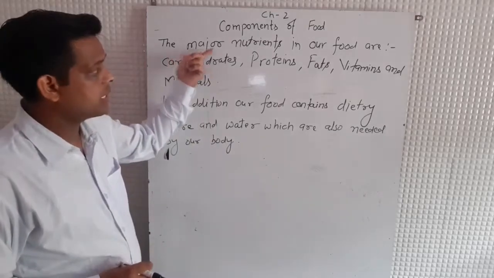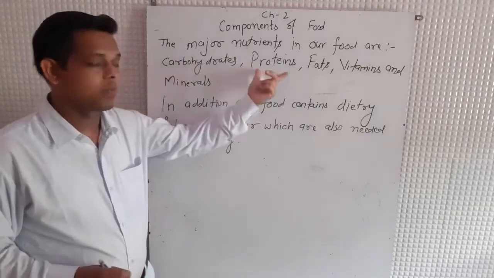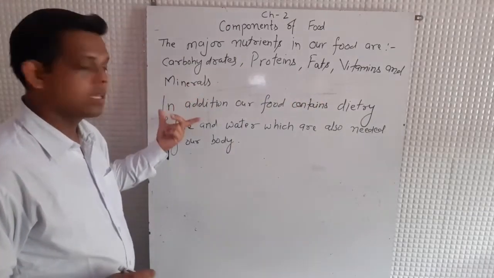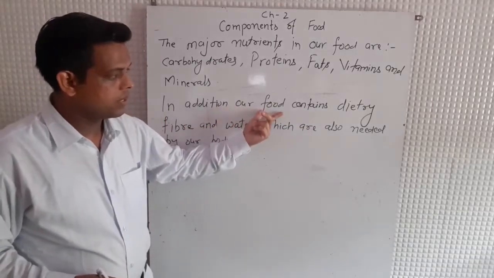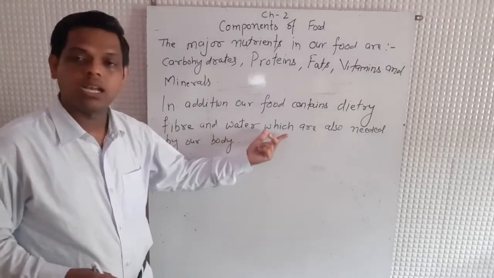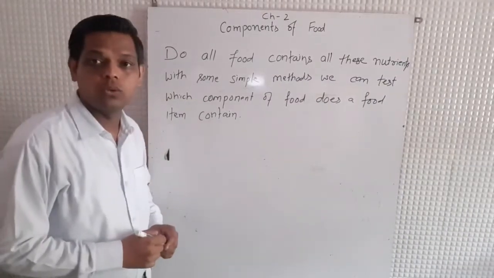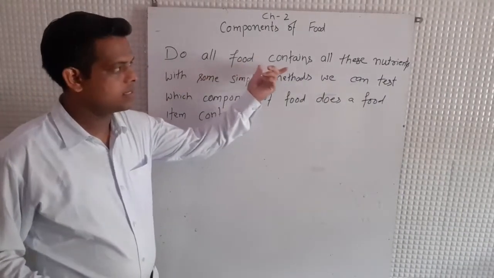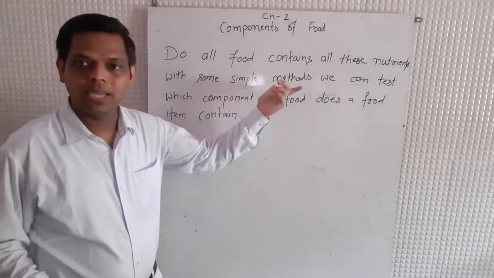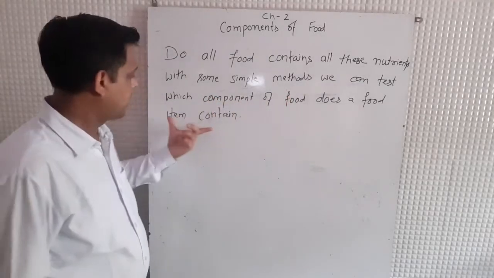The major nutrients in our food are carbohydrates, proteins, fats, vitamins, and minerals. In addition, our food contains some dietary fibers and water which are also needed by our body. Though all food contains these nutrients, with some simple methods we can test which component a food item contains.